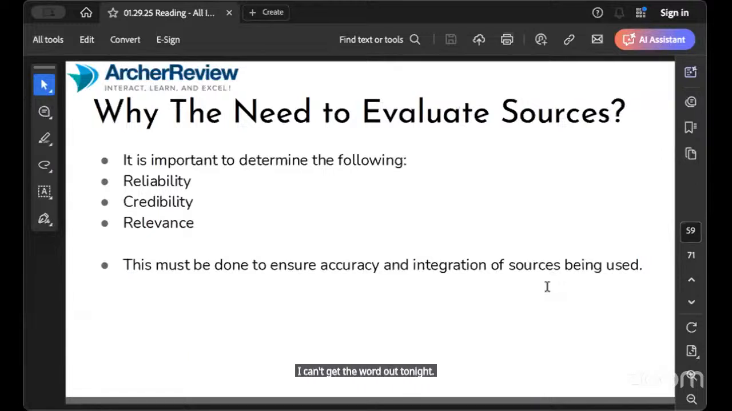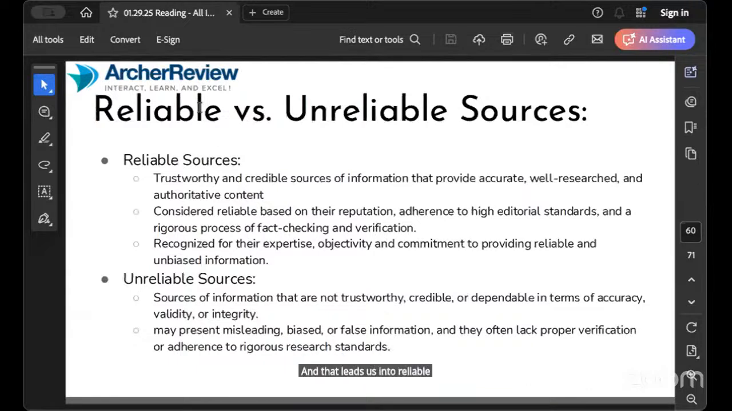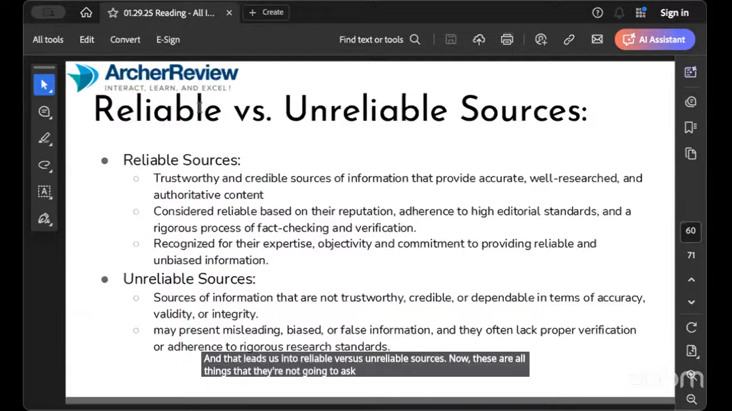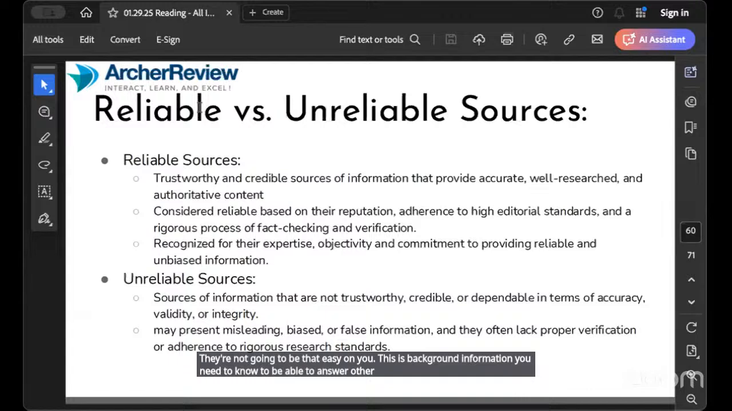It's like it's stuck. The integrity of the source is essentially what I'm saying. We want to make sure it's reliable. And that leads us into reliable versus unreliable sources. Now, these are all things that they're not going to ask you directly, like, oh, is this a reliable source? They're not going to be that easy on you. This is background information you need to know to be able to answer other types of questions.